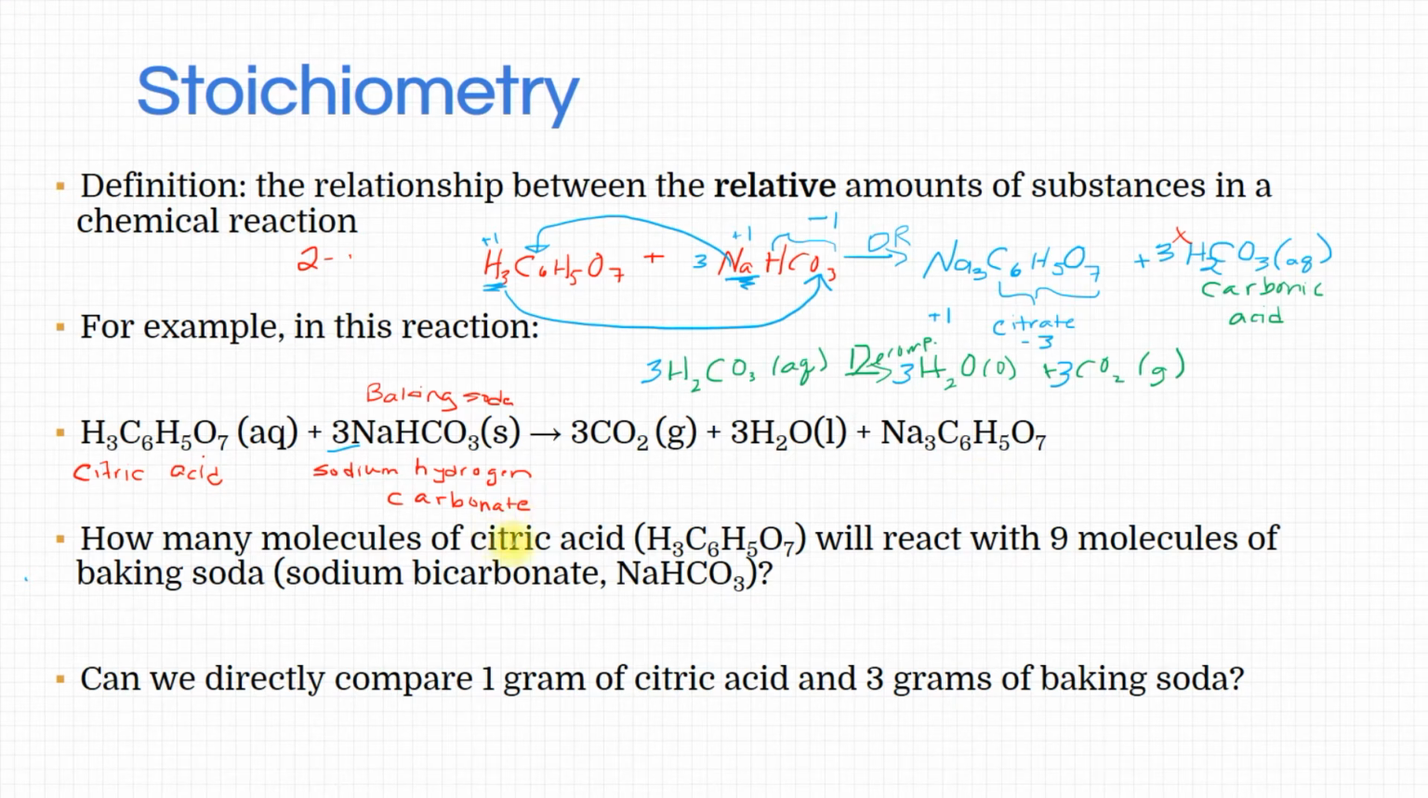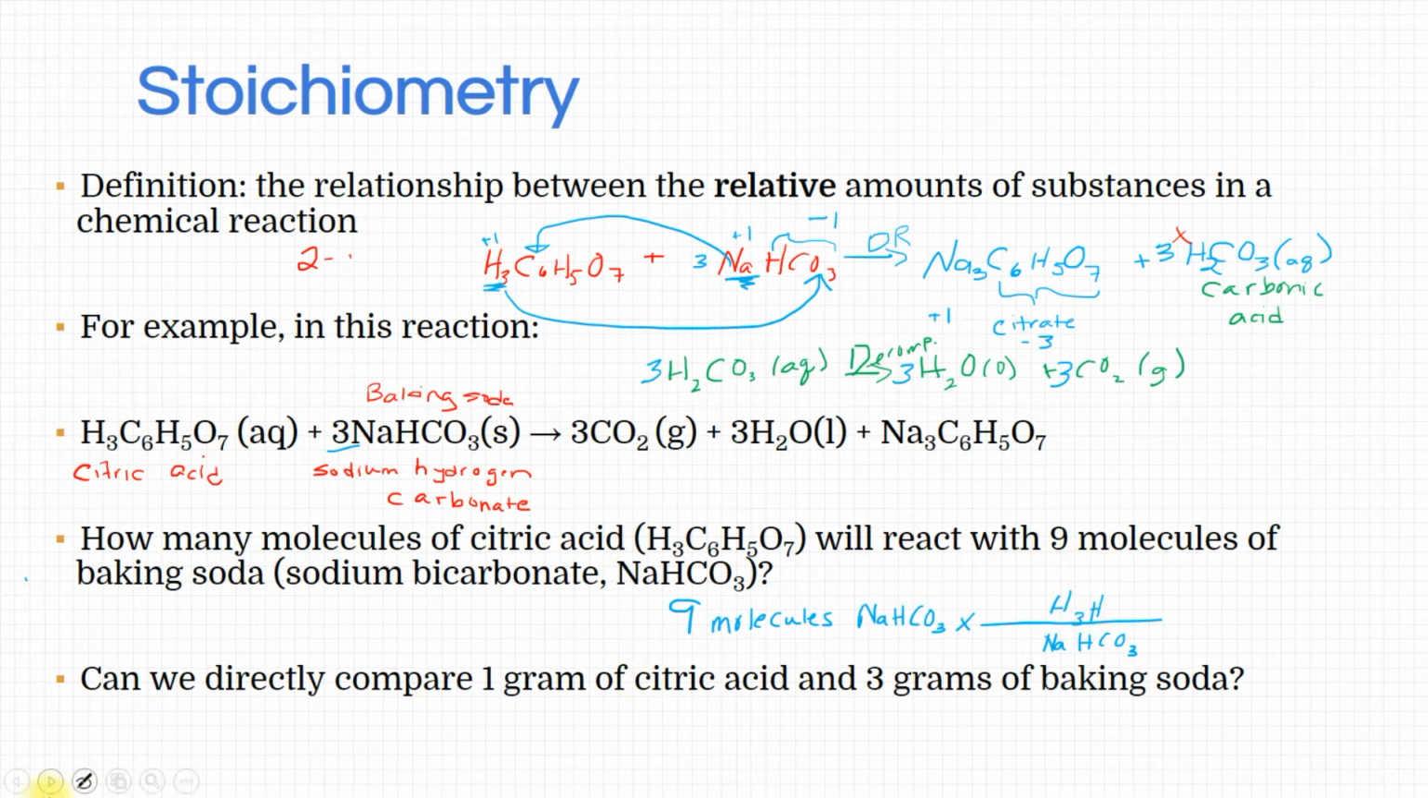So the question is, how many molecules of citric acid are going to react with 9 molecules of baking soda? Well, this is a stoichiometry problem, just like we were practicing in class and the lecture notes. So 9 molecules of baking soda, and I want to get rid of that. So dimensional analysis says that if I want to convert something, I put the thing I'm getting rid of on the bottom, and the thing I want to get to, which it looks like is citric acid, on the top.